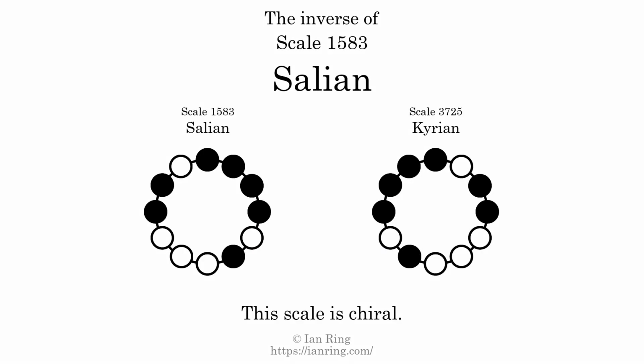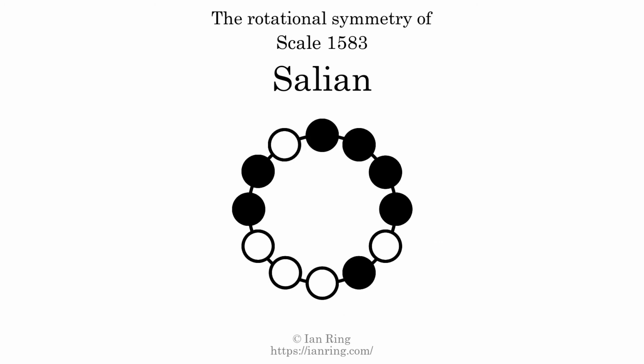The inverse of a scale is a mirror image. It is what you get when the sequence of intervals is reversed. The inverse of this scale is scale 3725, also known as Kyrian. This scale is chiral. It cannot transform into its inverse by rotational transformation. This scale has no rotational symmetry.